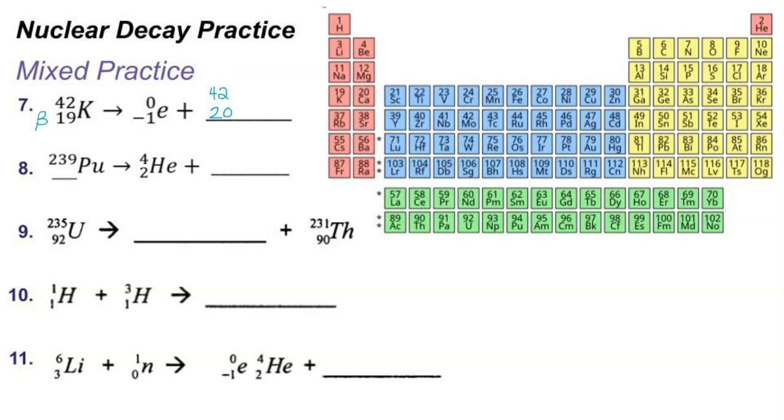And now we just need to look up our element. And so we'll come over to our periodic table, and number 20 is calcium, so we'll fill in that chemical symbol, and that's all we need to do there.